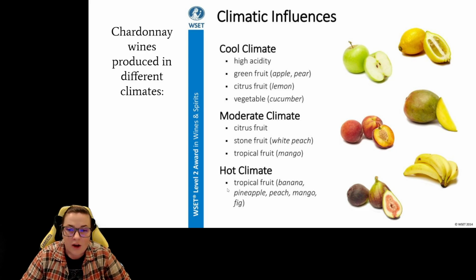Then we have a hot climate. So think Central Valley, think about somewhere that is just blazing hot. Typically you get mostly tropical fruit, but it could lend more towards like banana and pineapple mango, but also potentially some fig and peach. I'd also like to add, if it's a super hot climate and it's harvested really late, where it's like super high brix, you could also get like baked fruit flavors. So like pineapple jam, something like that.